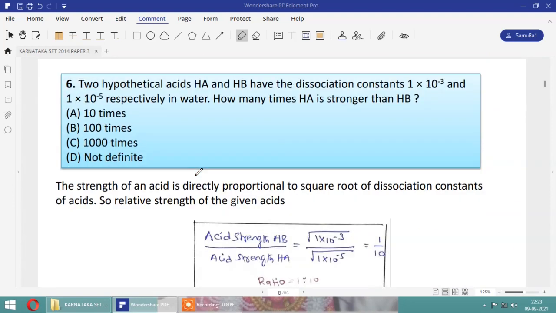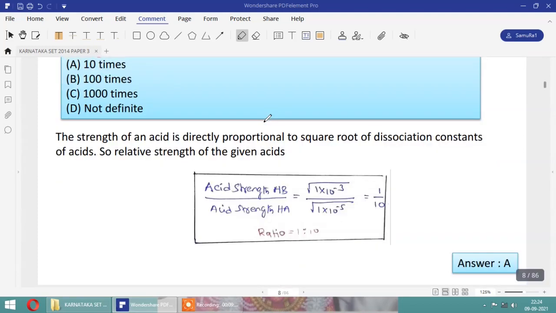Next question, sixth one. Two hypothetical acids, HA and HB, have dissociation constants 1 into 10 power minus 3 and 1 into 10 power minus 5 respectively, in water. How many times is HA stronger than HB?